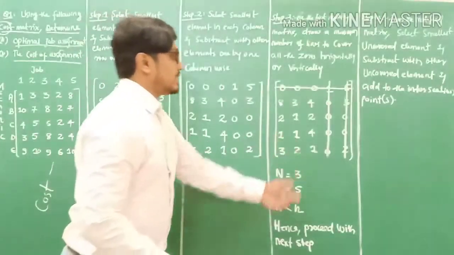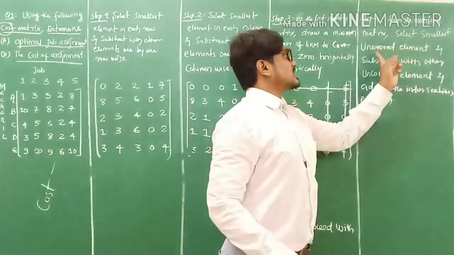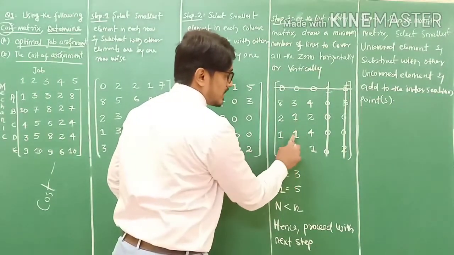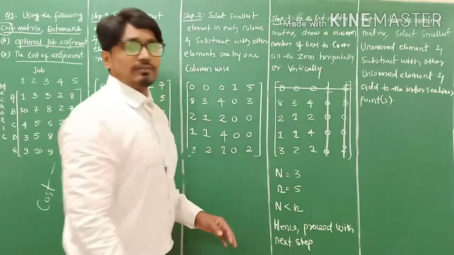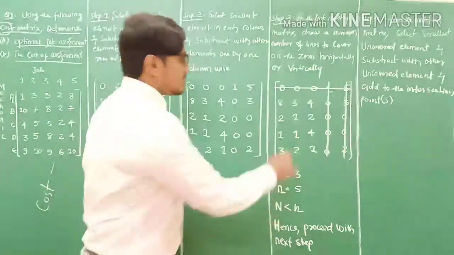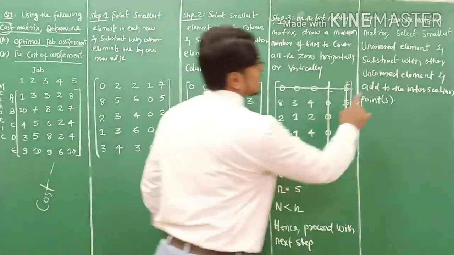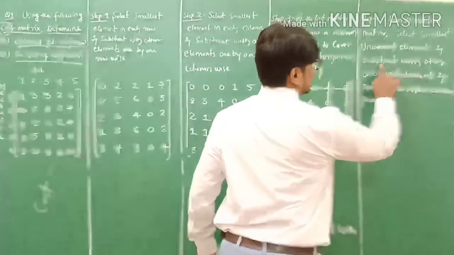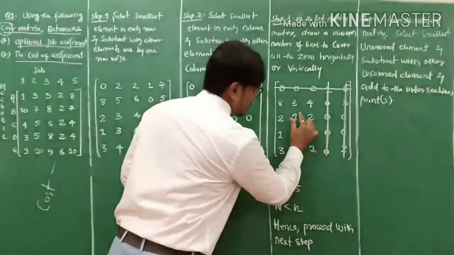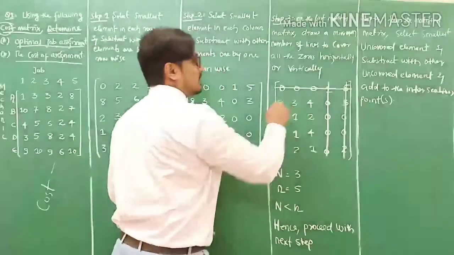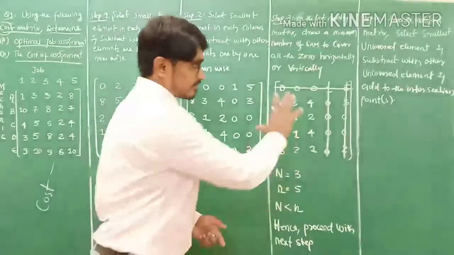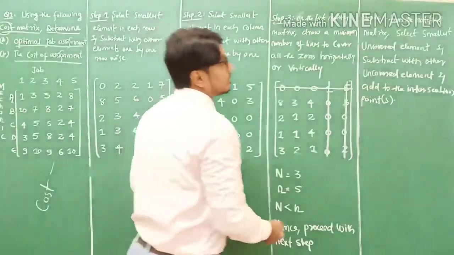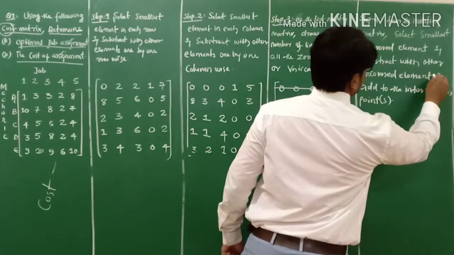Right? Now, according to this statement, select the smallest uncovered element. The smallest uncovered element is obviously 1. No doubt there are multiple ones. Do not worry, select any one of them. 1 is the smallest uncovered element in the matrix. So select the smallest uncovered element and subtract it, subtract means minus, from the other uncovered elements. So this is the smallest uncovered element, and it will be deducted from the other uncovered elements. I'll do it practically here, don't worry, I'm just explaining what this step number 4 is all about.